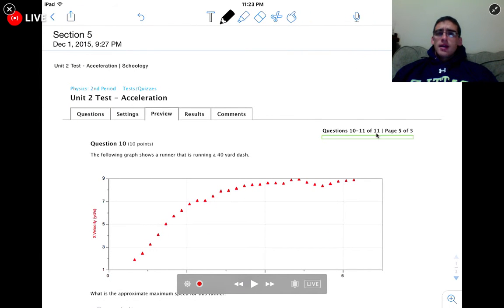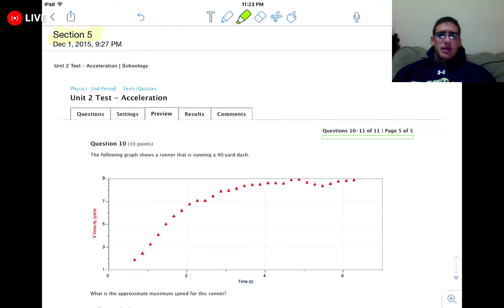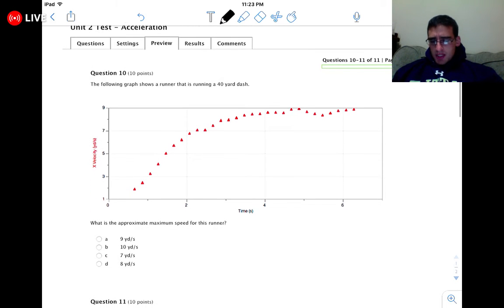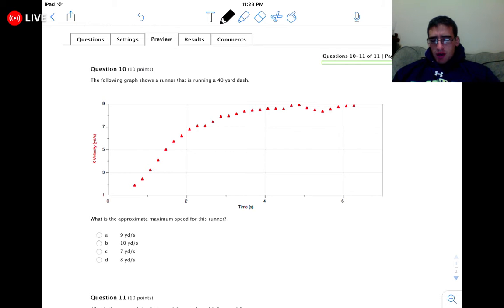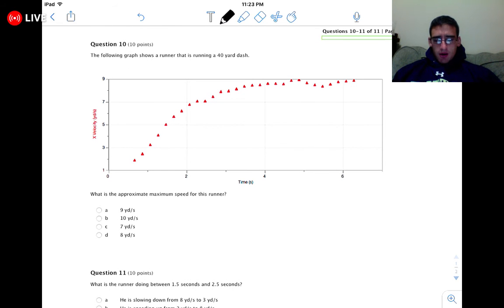Okay, hey guys. So we're doing the Section 5 remediation here. We'll talk about the first part, and then I've got kind of a special thing I want to talk about for question 2 here. But question 10 says the following: the graph shows a runner that's running a 40-yard dash. We should all be familiar with what this looks like, because we've seen a bunch of them in our projects.